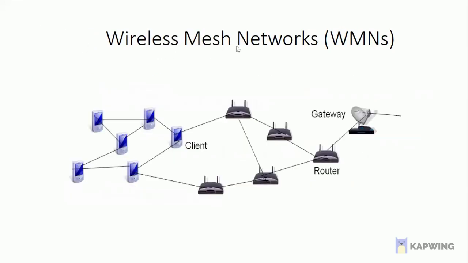So this is a wireless mesh network. These are the nodes, this is a gateway, this is a router and a client. So routers communicate with nodes and the gateway. So this is a wireless mesh network.